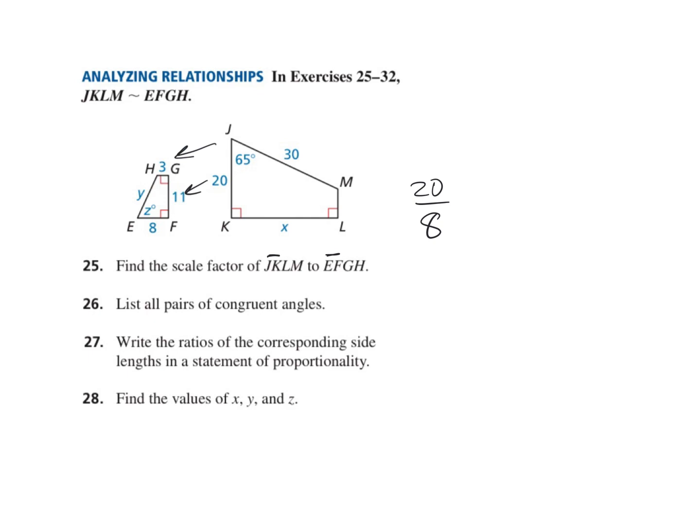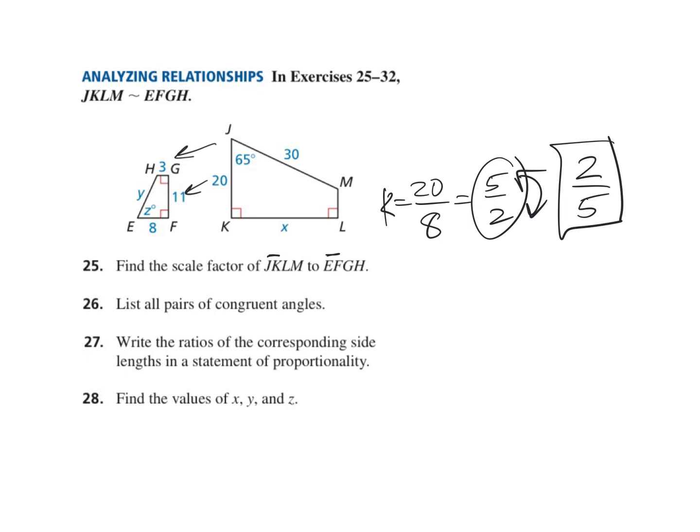All right, so it says they are similar, so I only need to find 2 of the correct legs to use. So 20 over 8, so our scale factor reduces by 4 to give me 5 halves. 5 halves is your scale factor, but we're getting smaller, so we need to put the smaller number on top. 2/5 is the correct scale factor.